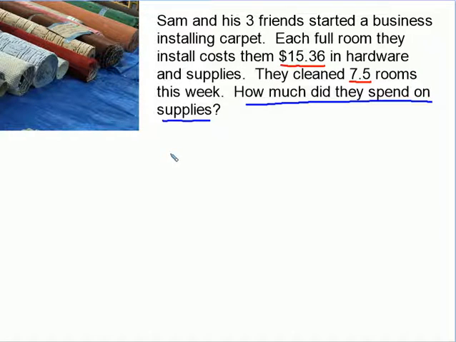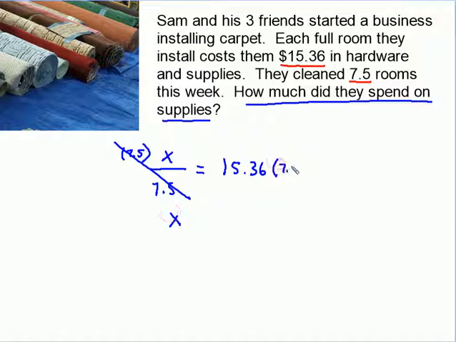Well, we know that we have some value that they spent at the beginning, and we know that they cleaned 7.5 rooms, and that left $15.36 for each room. When we divided the total amount they spent by 7.5, we got 15.36. How do we solve this? We have to use our inverse operations to get x all by itself. The inverse of division is multiplication, so we're going to multiply by 7.5. We're going to cancel that out. That's going to leave us with x, which means we have to multiply by 7.5 on this side. Let's do that. 15.36 times 7.5.